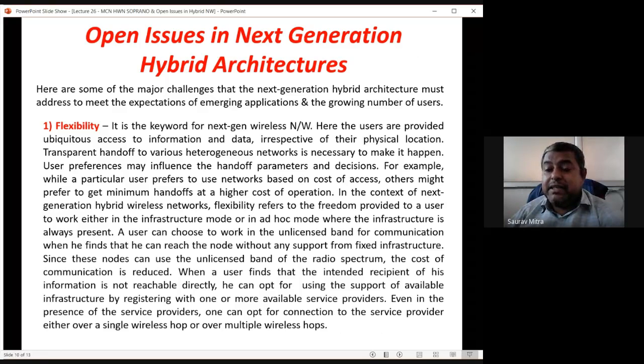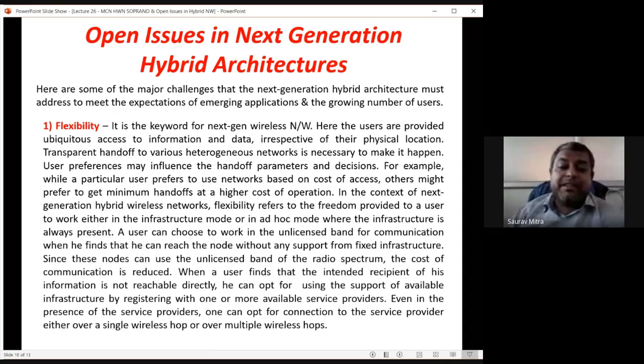There are some licensed bands and some unlicensed bands. If unlicensed band communication makes communication easy, the user should be able to access the unlicensed band and communicate through it. There should not be any other flexibility added to the network. Since the network nodes can use the unlicensed band of the radio spectrum, the cost of communication is reduced. Obviously, unlicensed band communication is less costly. So if somebody doesn't want to use the standard cellular type of communication, and wants to use an unlicensed band at a lesser cost, the hybrid network should allow that person to use the unlicensed band. That is the flexibility being offered.